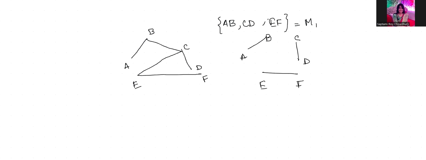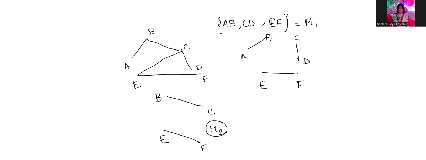Right? Now, another can be BC, EF. This can be another matching, M2. This is another matching, and this is also a maximal matching. M1 is a maximal matching, M2 is also a maximal matching. If you connect any one of the edges, then it will violate the matching property. That's why this is also a maximal matching.